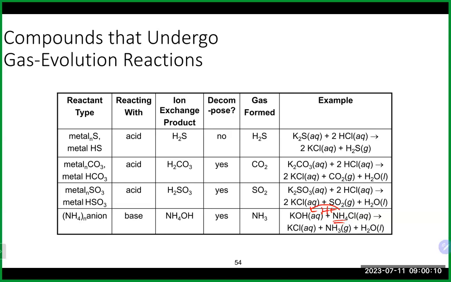So another outcome of a double displacement reaction is you may not necessarily form a solid or a liquid, but the ultimate result may end up being, in addition, a gas that is formed. Any questions on double displacement reactions here?